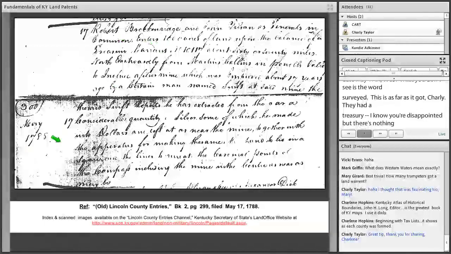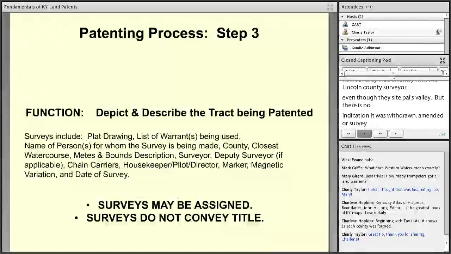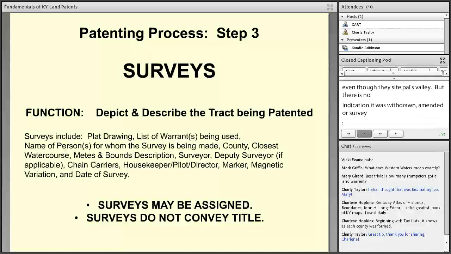They filed an entry with the Lincoln County surveyor, even though they cite Powell's Valley. Okay, but there is no indication it was withdrawn, amended, or surveyed. But we do have the recording in the Lincoln County surveyor's book. That was step two. It's just that step three did not happen. What was step three? The actual field survey.